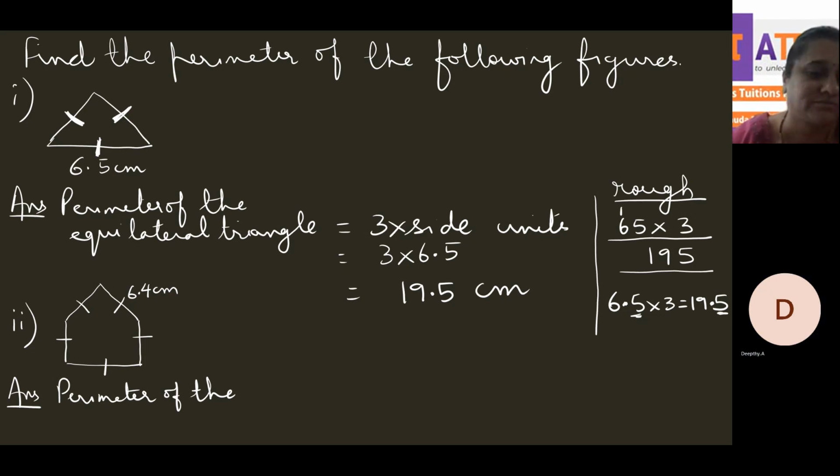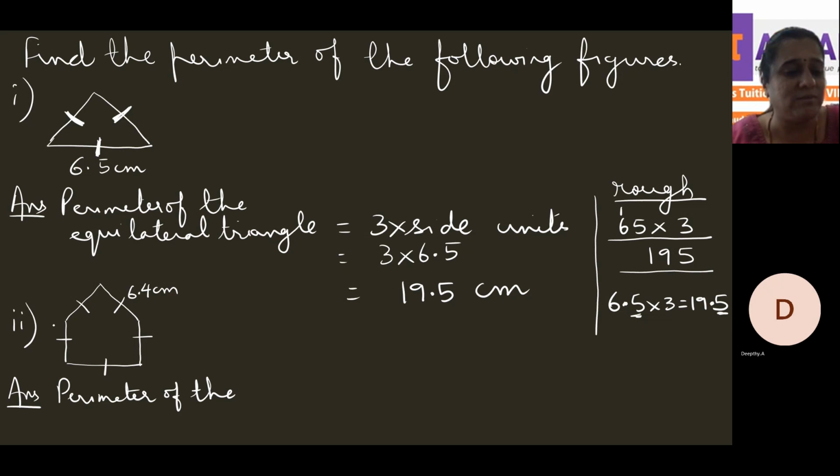Pentagon. Yes, it's a pentagon. And if all the sides are equal, it's called a regular pentagon. When we say it's a regular pentagon, that means all the sides are equal. Otherwise, it's just a pentagon. A pentagon is a 5-sided polygon, a polygon meaning a closed figure. If it has 5 sides, it's called a pentagon. And in the pentagon, all the 5 sides are equal.